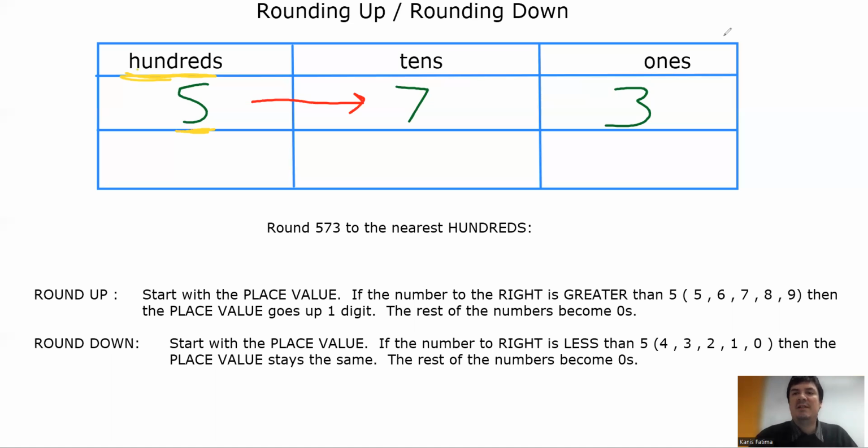Now the number in the 10 spot is 7. 7 is greater than 5. So we need the place value to go up 1 number. So 5 becomes 6. Same rules. After you round 5 to 6, all the numbers to the right become 0. So 573 rounded to the nearest hundreds is 600.